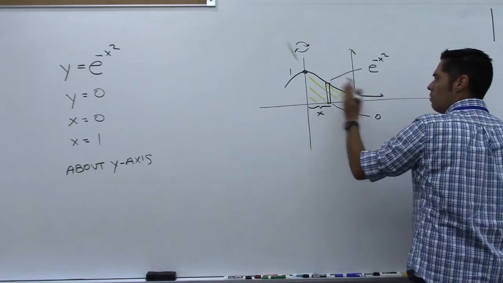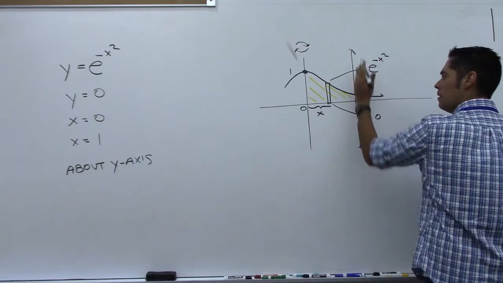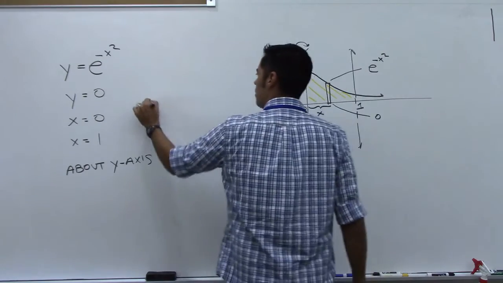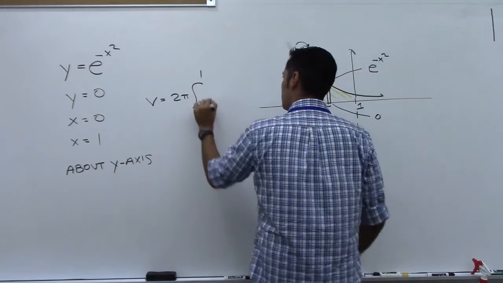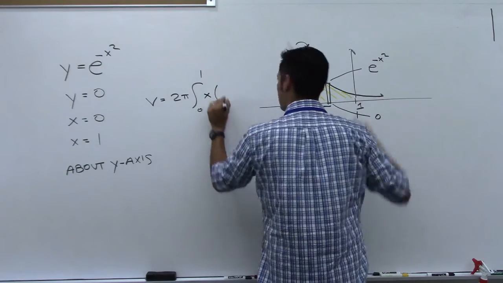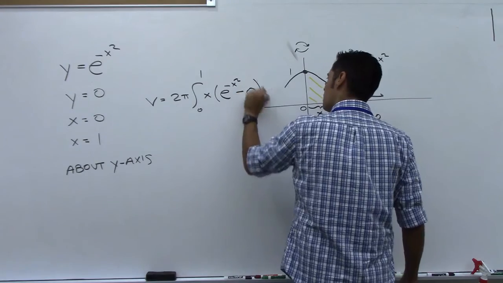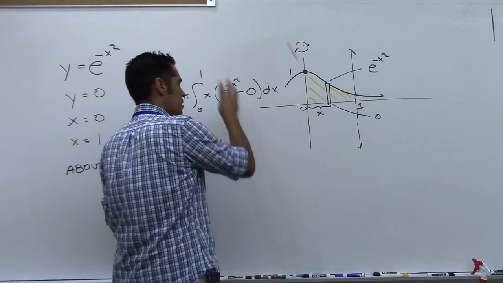Also, I need to know what my integral goes from. It starts at 0 on x and ends at 1. So that's it. Set it up. Volume is 2 pi integral 0 to 1, the radius, which is x, and then the top function, e to the negative x squared, minus the bottom function, which was 0, dx. Notice there's no squaring of these, right? It's just straightforward, the f minus the g.